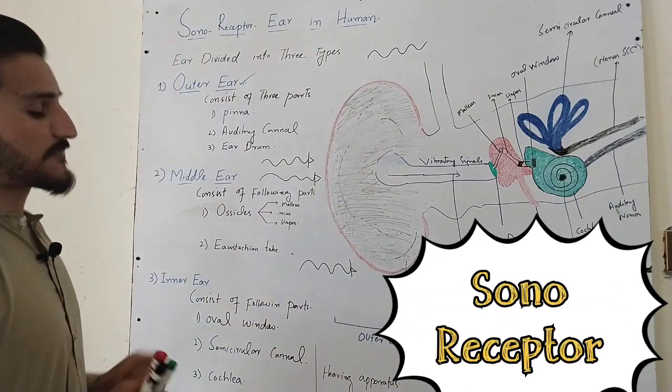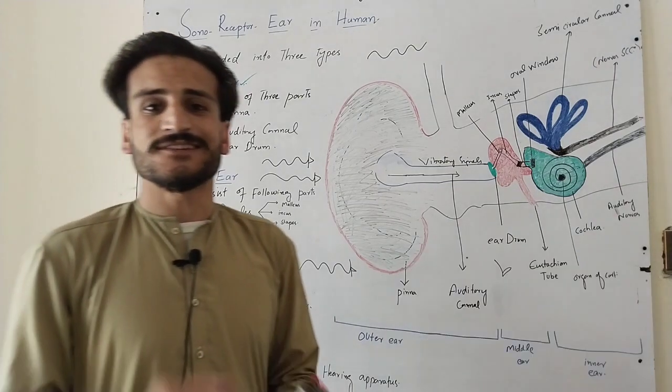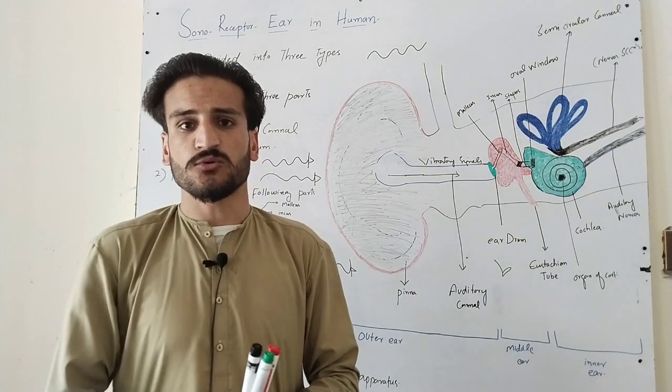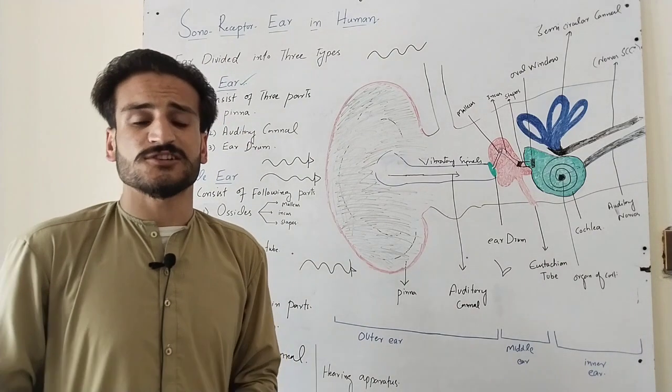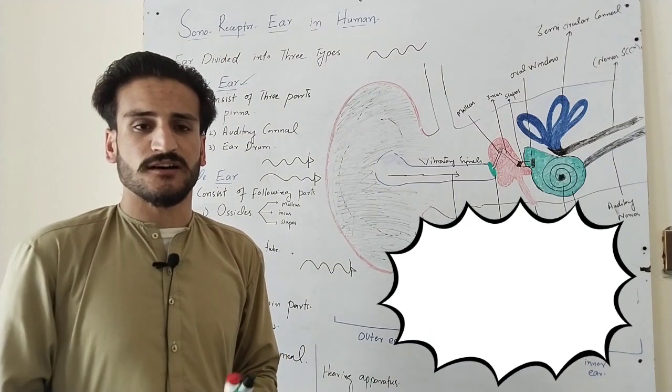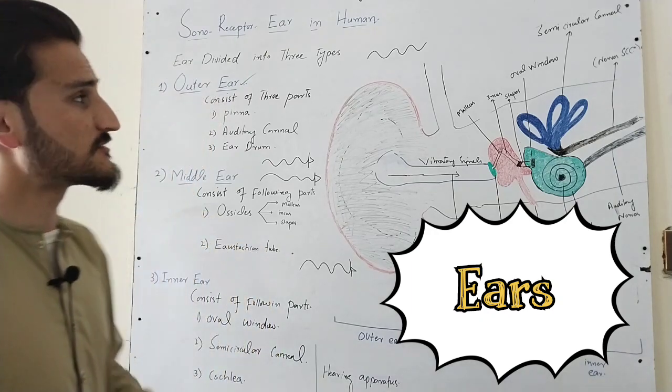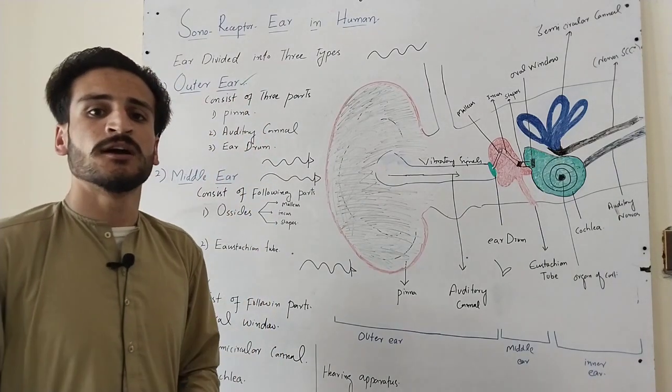And what is a sonoreceptor? Sonoreceptors are those receptors which receive or detect sound waves. Humans have a sonoreceptor organ, which is the ear. Two ears are present in the human body, located in the head region.